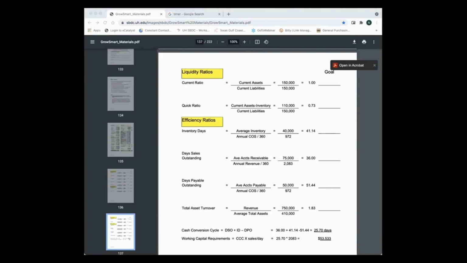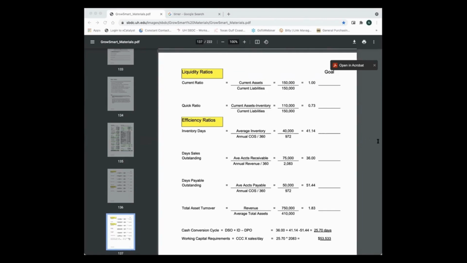The next number is called days payable outstanding. Now we're looking, how fast are we paying our vendors? So we're going to take our accounts payable right off the balance sheet, $50,000, divided by our annual daily cost of sales, which is 972, and we get days payable of 51.44 days. So this tells me that I'm paying my vendors on average every 51 days.